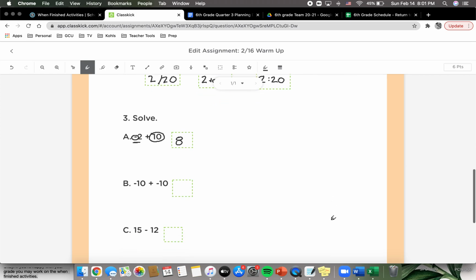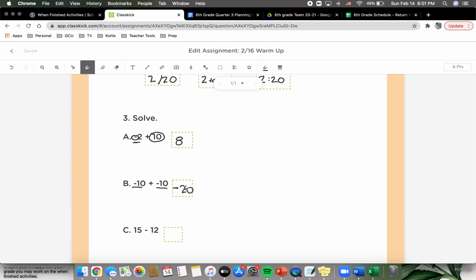Looking at part B, it's a -10 plus a -10. So since they're both negative and we're adding negatives together, we know that our answer is going to be negative because we're just going more in debt. So -10 plus -10 gives us the answer of -20.